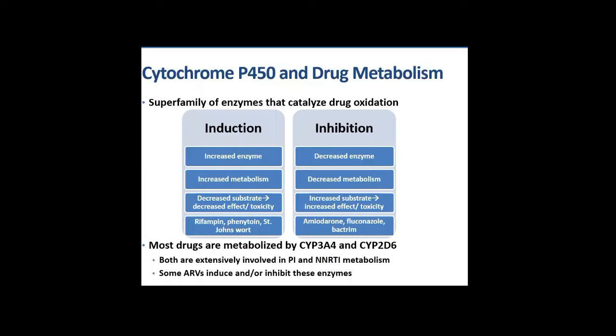This is a superfamily of enzymes, so there's many different types. Most drugs are metabolized by the CYP3A4 and CYP2D6 enzymes, and both of these are extensively involved in the metabolism of antiretrovirals, mostly the protease inhibitors and the NNRTIs. And then in addition, some antiretroviral drugs induce or inhibit these enzymes, so they can both have an effect in terms of interacting with other drugs that induce or inhibit because they're metabolized by the enzyme, or they themselves can induce or inhibit these drugs and therefore affect the metabolism of other substrates.